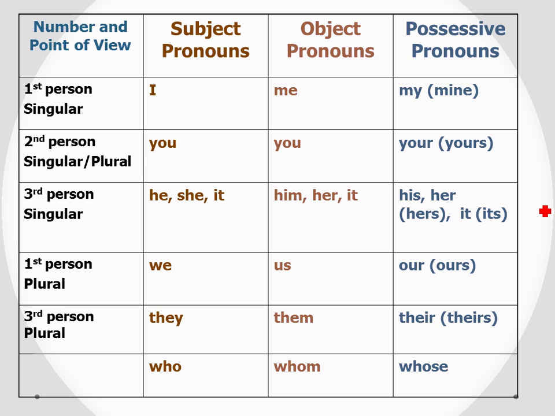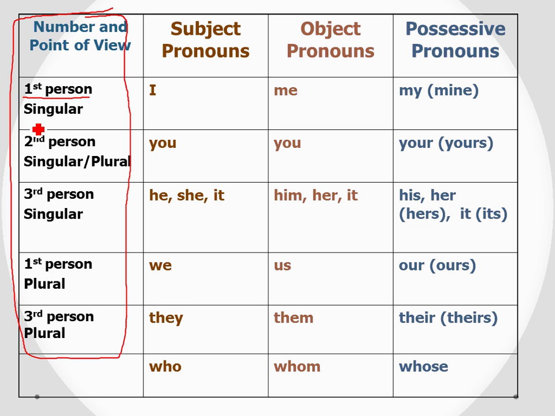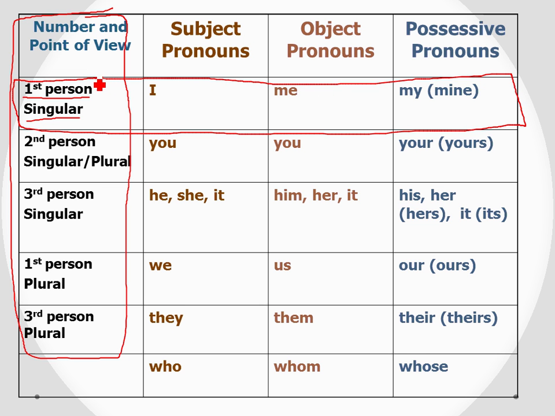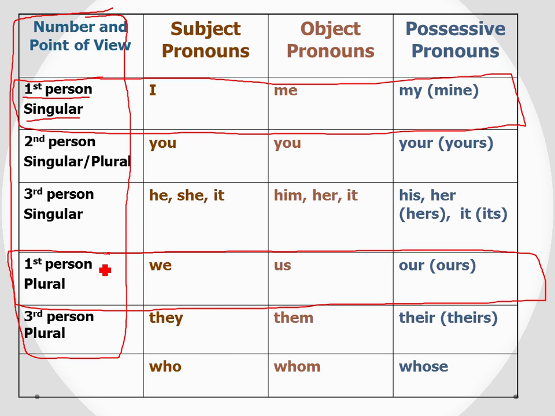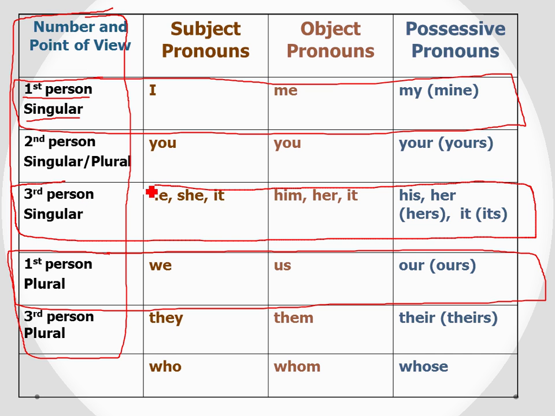So here's a reproduction of the chart that you have in your notes, and you notice on this far left-hand column how the pronouns are identified by number and point of view. So if I need a first person singular pronoun, I'm going to use this row. All the pronouns that I would need are going to come from this row. However, if I need a first person plural pronoun, I can see that the pronouns I would use would come from this row. Likewise, if I need a third person singular pronoun, I'm always going to use this row here. Whereas if I need a third person plural pronoun, I'm going to go to this row here. So that is how we want to read our pronoun chart.